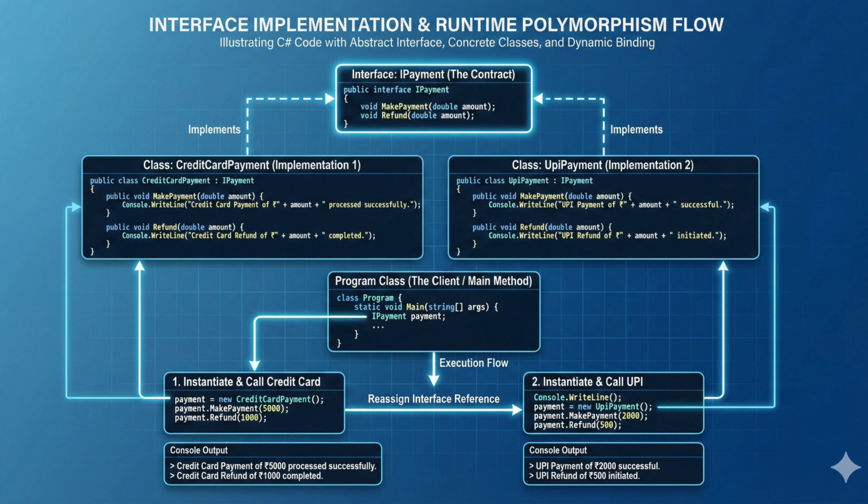To summarize, this architecture diagram visually explains how an interface acts as a contract, how multiple classes implement that contract, and how runtime polymorphism allows the same interface reference to execute different implementations dynamically. This is one of the most powerful concepts in object-oriented programming and a fundamental building block of professional software design.